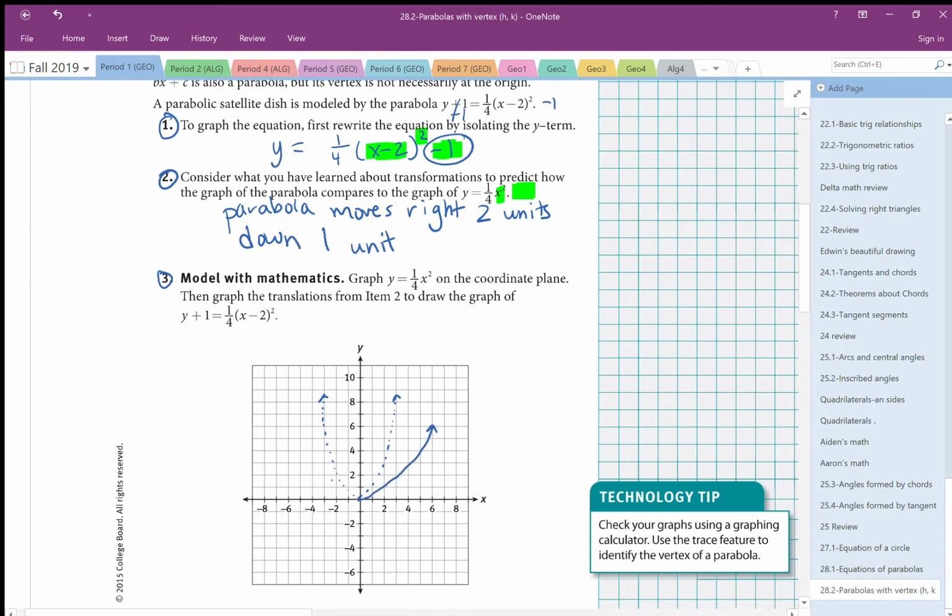It looks like this. But then there are all these transformations, the ones that we just wrote about. First of all, it moves to the right 2 units, so I take the vertex and move it 2 units to the right. And then it says I move down 1 unit. So not only do I go to the right 2 units, but I go down 1 unit. And my new parabola is still fat, right? But now it originates from that new point, 2 to the right and 1 down. So there's my new parabola based off of the transformations that we made.